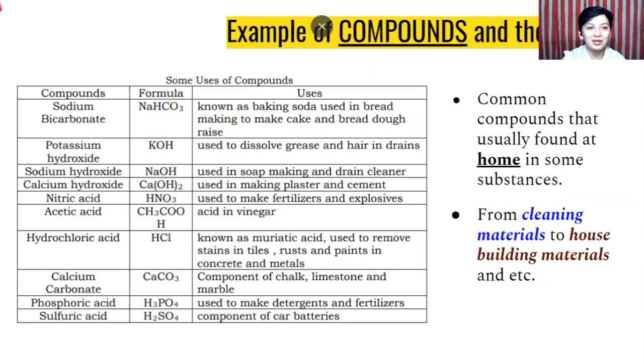So we have here some sodium examples. Sodium bicarbonate, which is NaHCO3, used for baking. That is the chemical name of baking soda. Sodium bicarbonate, or baking soda, is used in bread making, to make cake and bread dough rise. And then potassium hydroxide, KOH, used to dissolve grease and hair in drains.